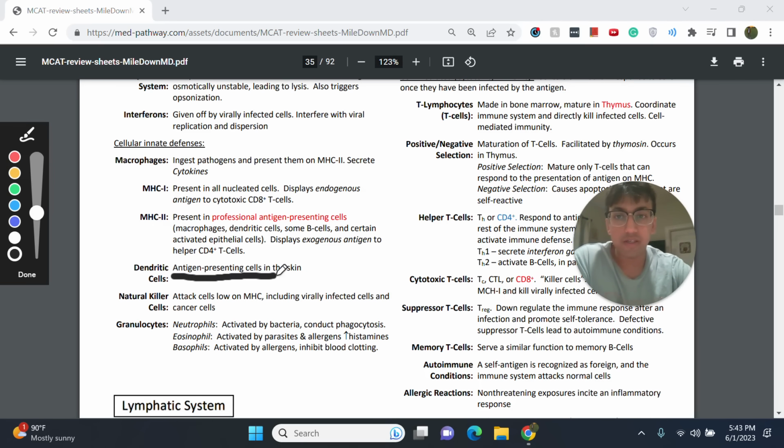Dendritic cells are antigen presenting cells in the skin. So remember, we talked about how MHC2 is on dendritic cells, so dendritic cells are on the skin.